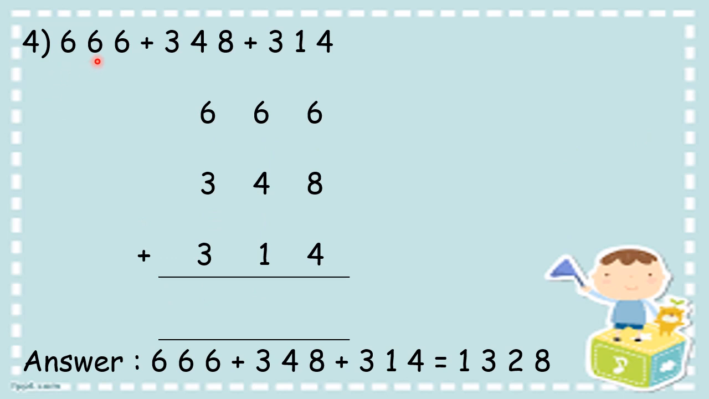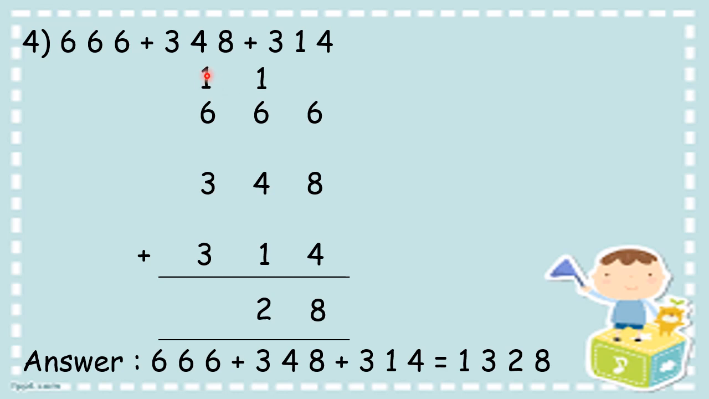Next sum, it is 666 plus 348 plus 314. So we have written like this column wise. So first, what we have to do? We have to add the ones place value. It is 6 plus 8 equal to 14. 14 plus 4 is equal to 18. In 18, 8 we have to write here and that 1 has to be carried over to tens place. So 1 plus 6 is equal to 7. 7 plus 4 equal to 11. 11 plus 1 equal to 12. In 12, 2 we have to write here and 1 has to be carried over to hundreds place.